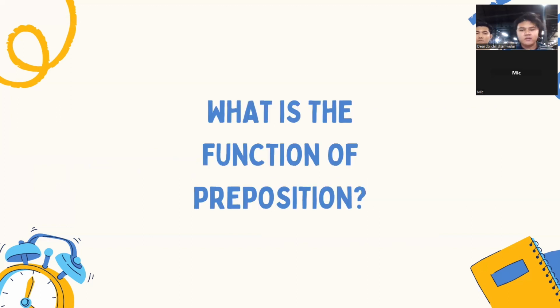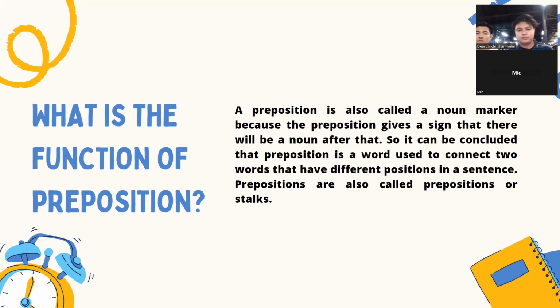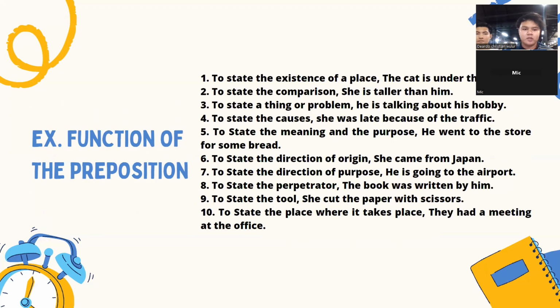And what is the function of a preposition? The function of a preposition is also called a noun marker because the preposition gives a sign that there will be a noun after that. So it can be concluded that a preposition is a word used to connect two words that have different positions in a sentence. And this is the example of the function of the preposition.